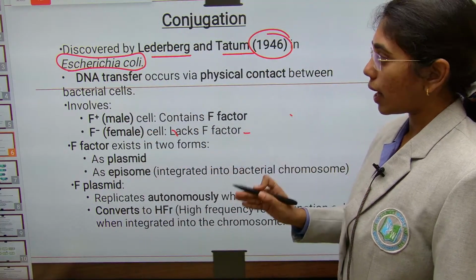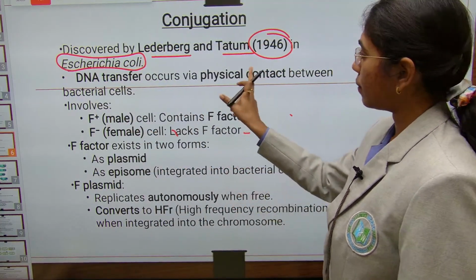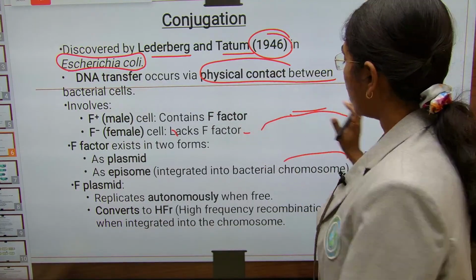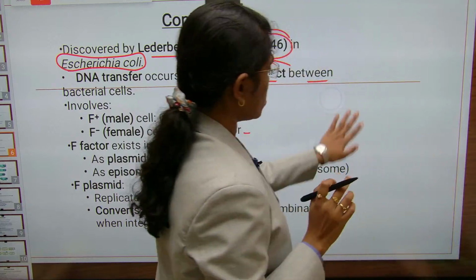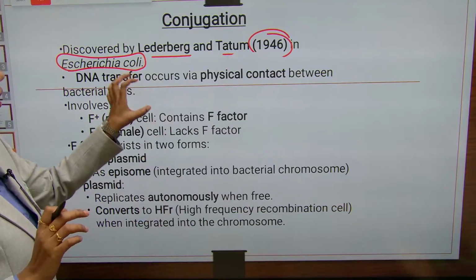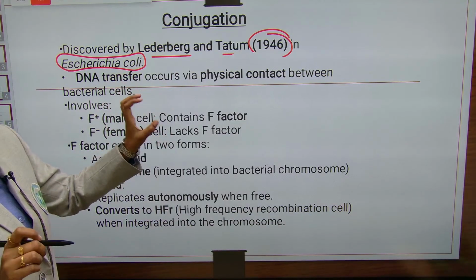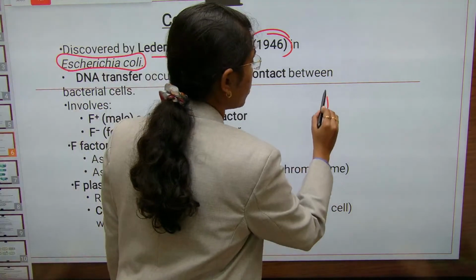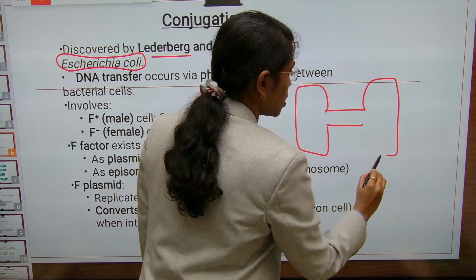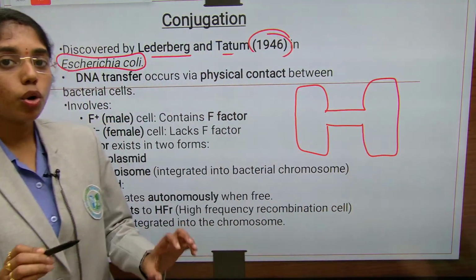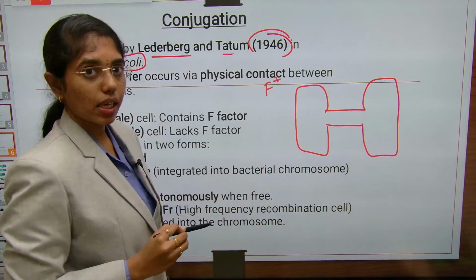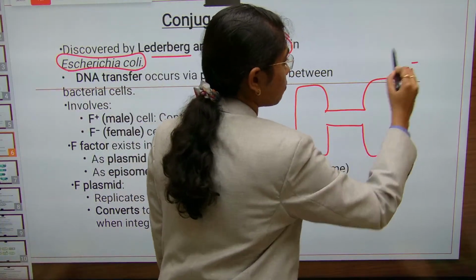DNA transfer will occur via physical contact between the bacterial cells. In transformation this doesn't happen. Here the transfer is happening because of the physical contact between donor DNA and the recipient DNA. To understand conjugation better, you have to know a few terms. Here we will come across a few strains. One is F plus strain and one is F minus strain.